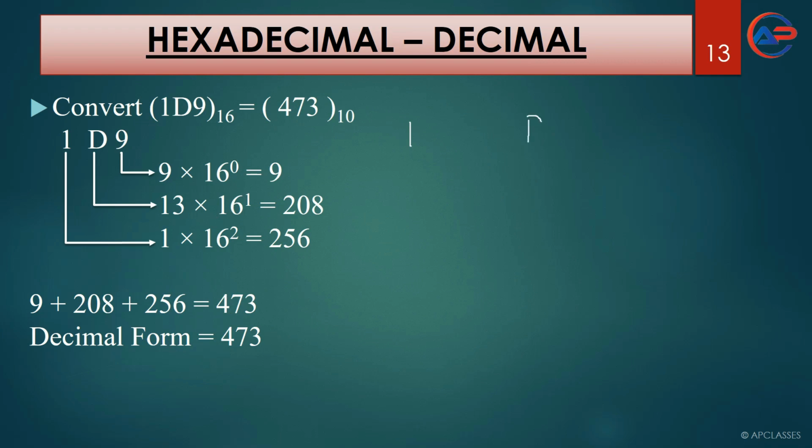1D9, the question is given like this. Now you have to multiply this with 16, this with 16. Here what do you mean by D? What is the value of D? 13. You cannot multiply D with 16 directly, so here we have to represent it within brackets as 13. D means 13, 13 into 16 and 1 into 16, and after that what will we write?